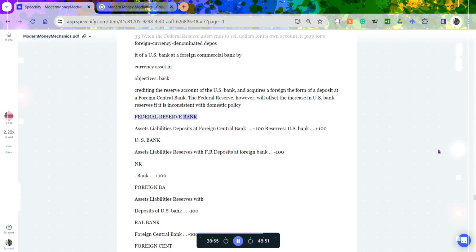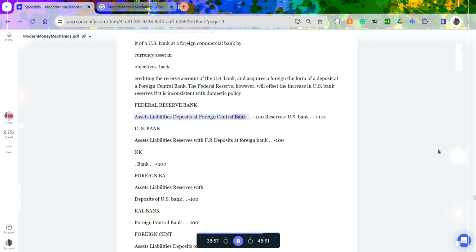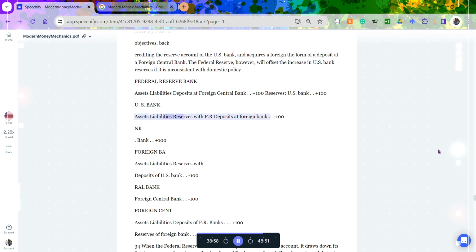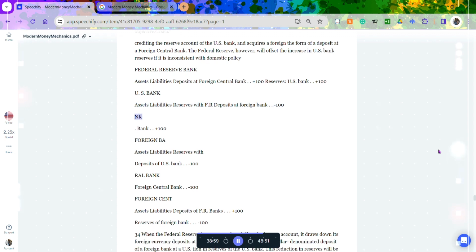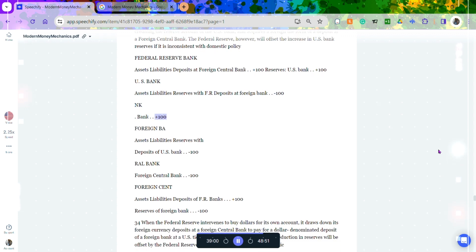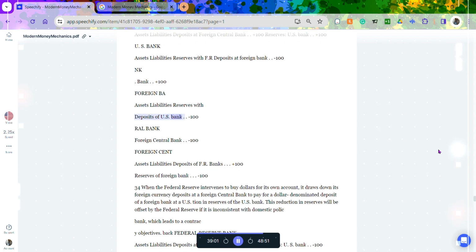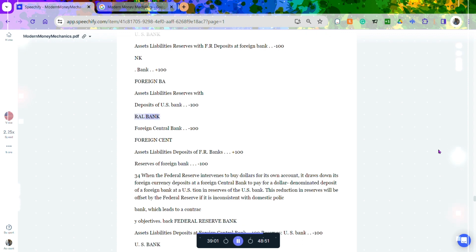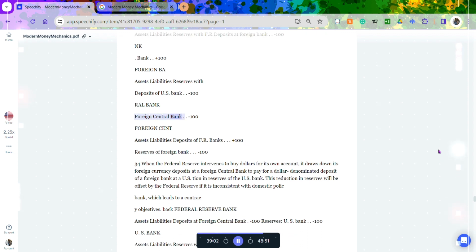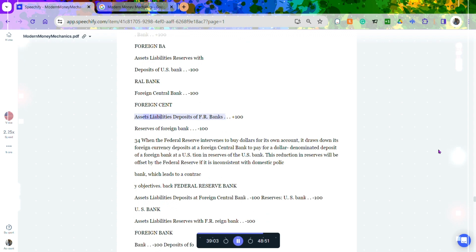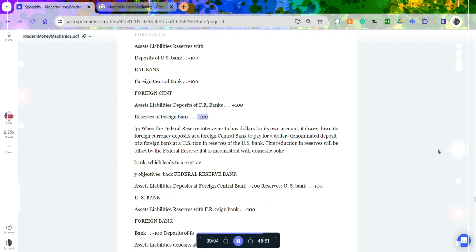Federal Reserve Bank. Assets: deposits at foreign central bank, plus 100. Liabilities: reserves, U.S. bank, plus 100. U.S. bank. Assets: reserves with F.R. banks, plus 100; deposits at foreign bank, minus 100. Foreign bank. Assets: reserves with foreign central bank, minus 100. Liabilities: deposits of U.S. bank, minus 100. Foreign central bank. Liabilities: deposits of F.R. banks, plus 100; reserves of foreign bank, minus 100.